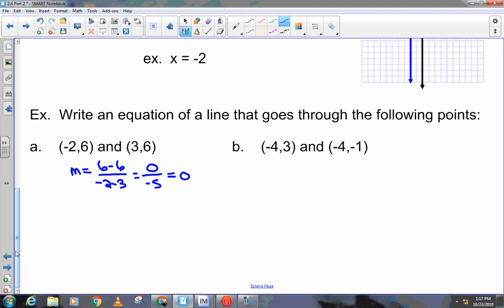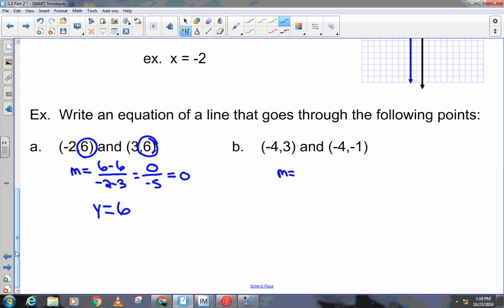What kind of line has a slope of 0? Horizontal line, right? Which means it goes through the y-axis. So we know that it's going to be y equals, and look at what the y is for both of those. It's a 6, right? Okay? So that would be y equals 6. That's a little shortcut for you. Okay? Now let's look at this one.